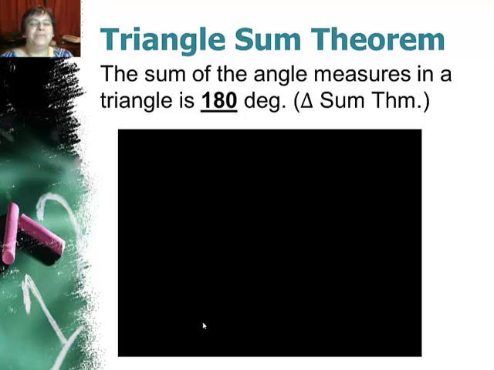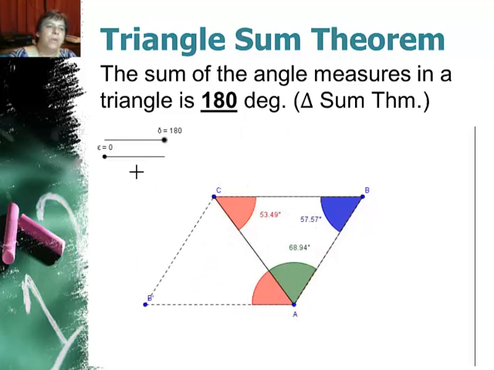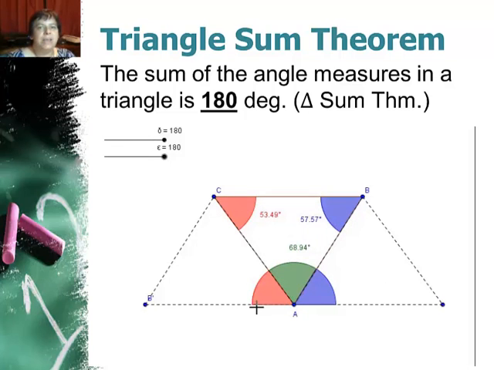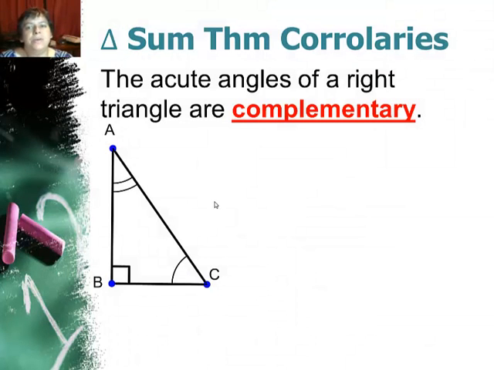But let's go ahead and go to the triangle sum theorem, which you learned in 6th grade. It says the sum of angle measures in a triangle is 180 degrees. Why is that? With my 6th graders, one thing I tried to do was take a triangle and rearrange it so that all the corners were together, and you could see that it made a straight line, which is 180 degrees. Some of the corollaries of the triangle sum theorem are that acute angles of a right triangle are complementary.